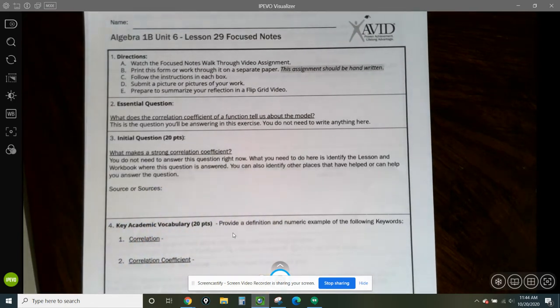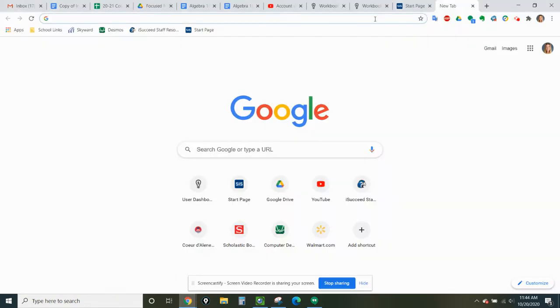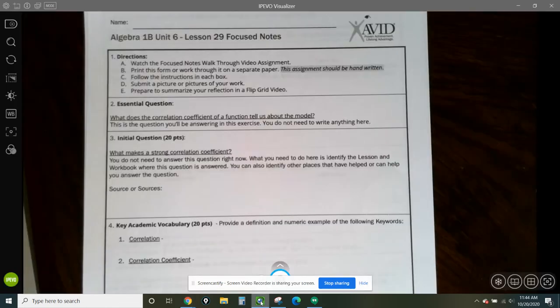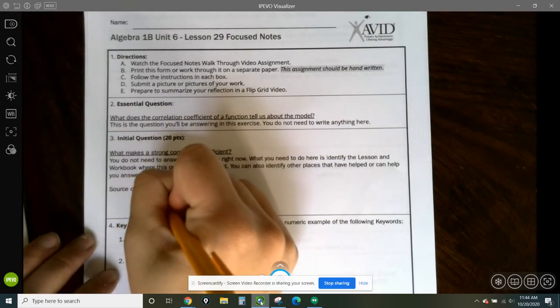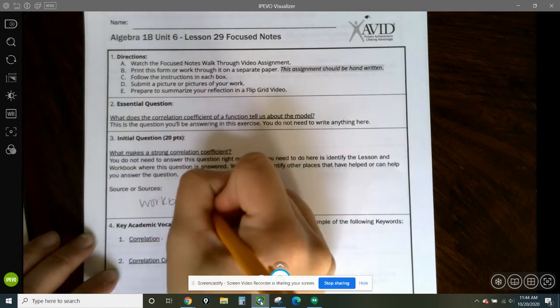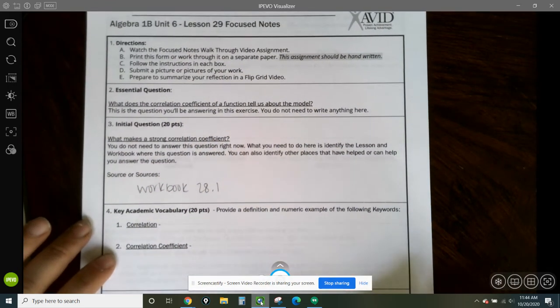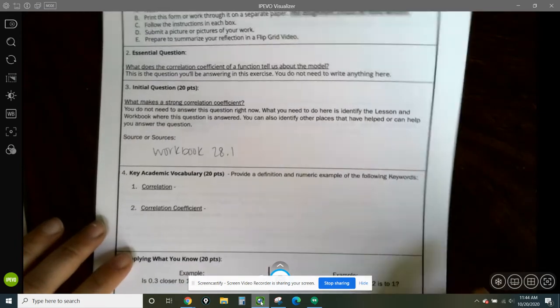Of course, you can always search the web for these things. You can also go to your lesson. If I go here, here's the lesson on correlation coefficient. This was workbook 28.1. I'm going to write that as one of my sources because this lesson on correlation coefficients is going to help us. So workbook 28.1. That's going to be my main source. And if I need any other sources, I can always list them there as well.